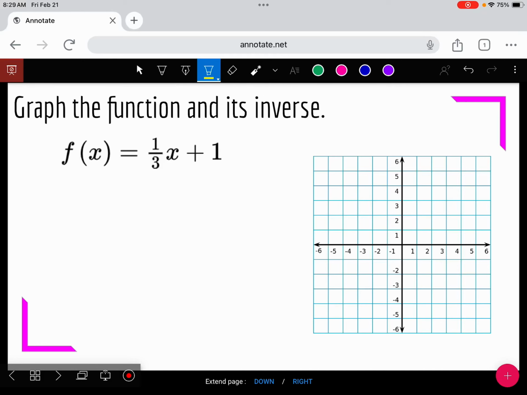So we're going to graph this function. We're going to find its inverse, and we're going to graph that inverse. When we're doing these, we need to make sure we label which line is which or color code it. But I need to know which one is the f of x and which one is our inverse.